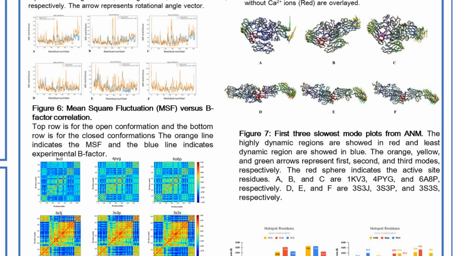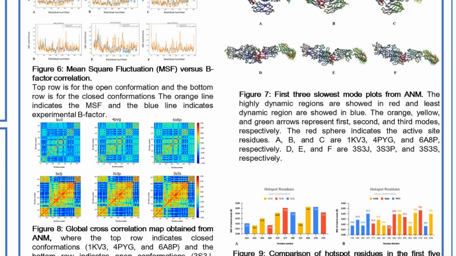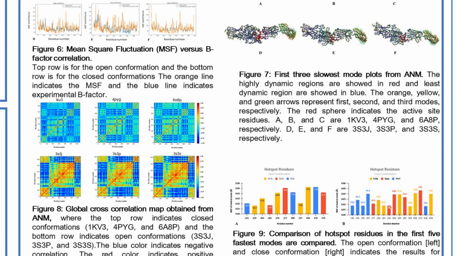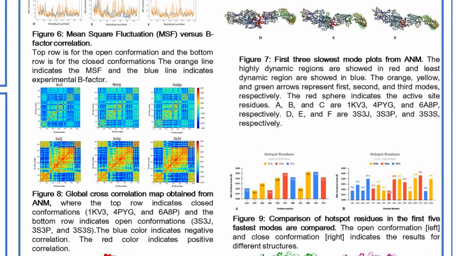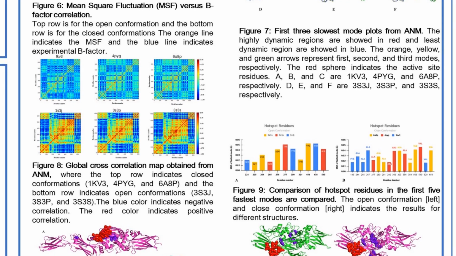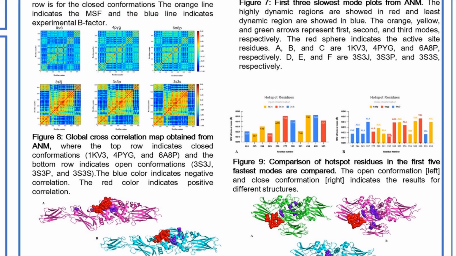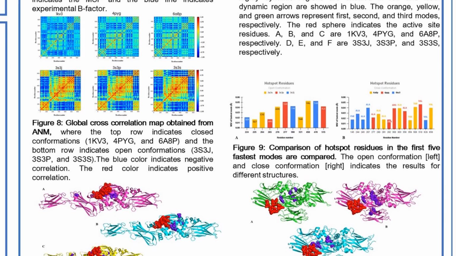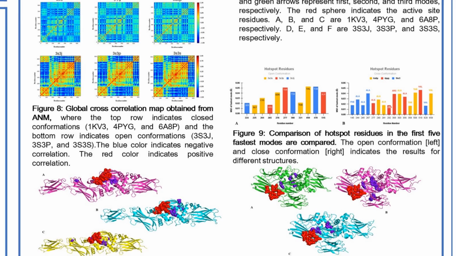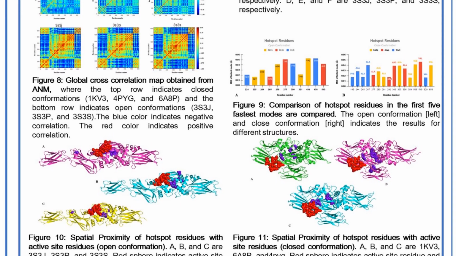The global cross-correlation map obtained from the ANM model is shown in figure 8. We observed that there are relatively more negative correlations than positively correlated ones. The comparison of hotspot residues in the first five fastest modes is shown in figure 9. The active site and the hotspot residues are shown in figures 10 and 11.